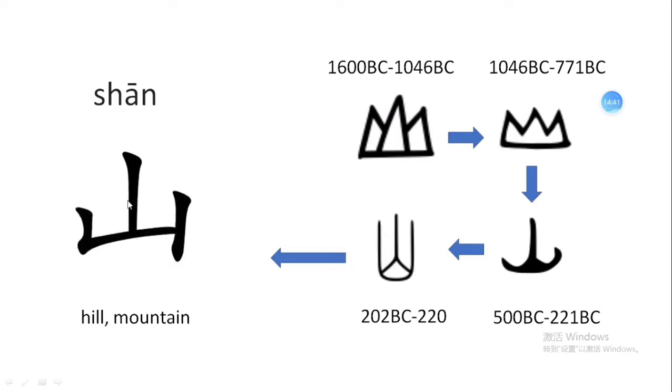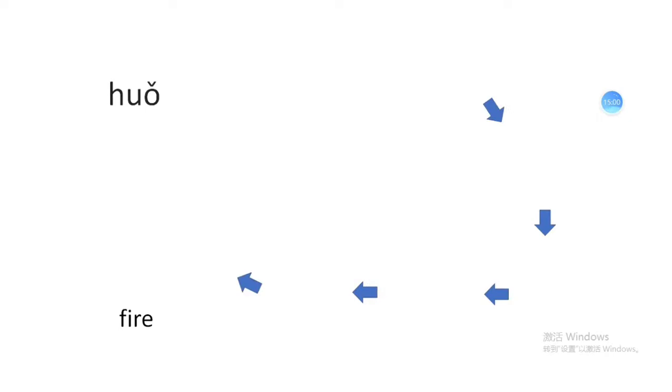Shan, it means hill, mountain. Even now, you can see it can be just imagined as a mountain. See, these are the ridges, you see? So I think maybe this is an easy way for you to remember a character. So now let's move to another one.